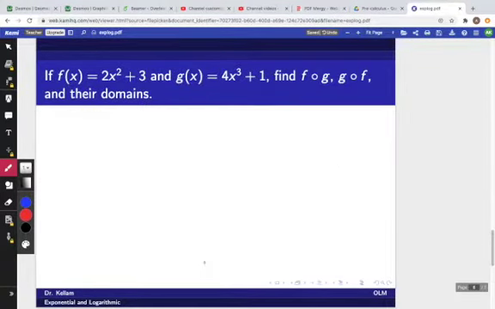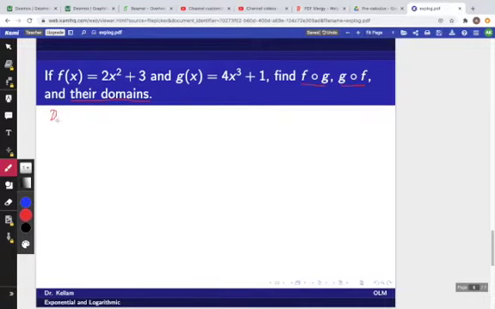So let's look at an example. Here's what we want to do with this. We want to find f of g, g of f, and we also want to find their domains. What I'm going to do to start off with is find the domain and range of both f and g.